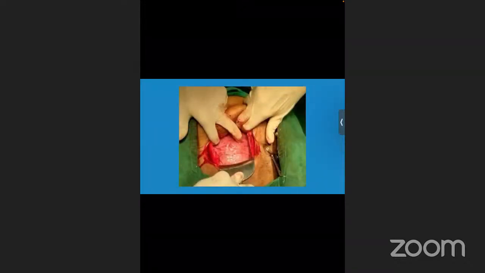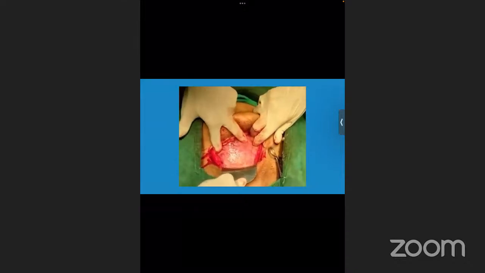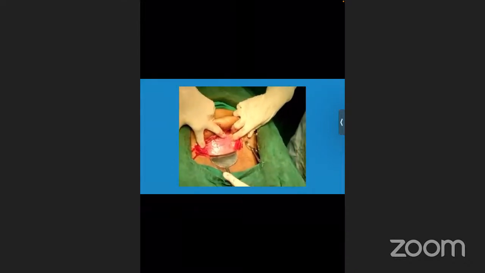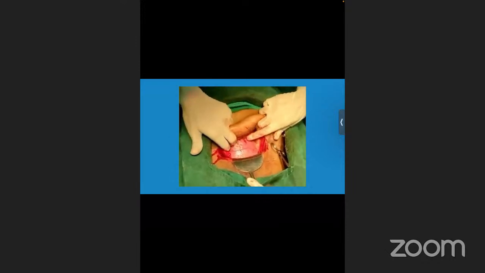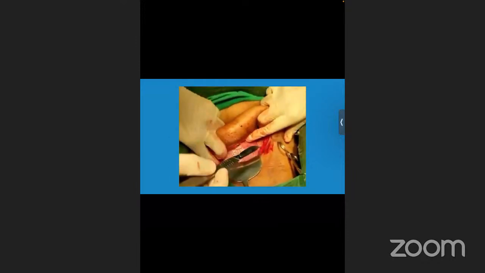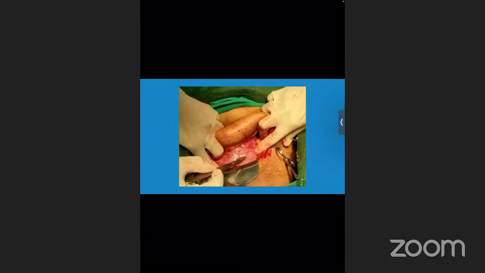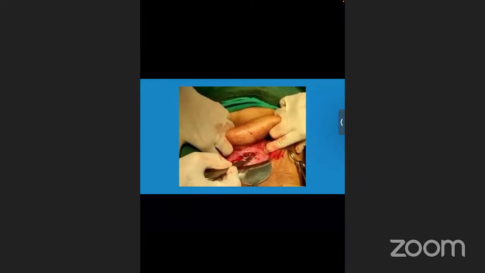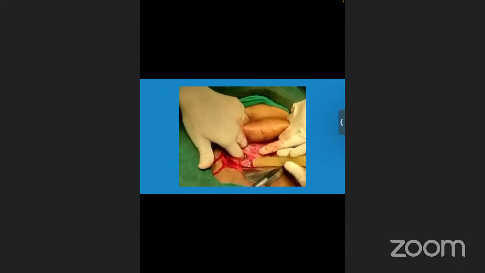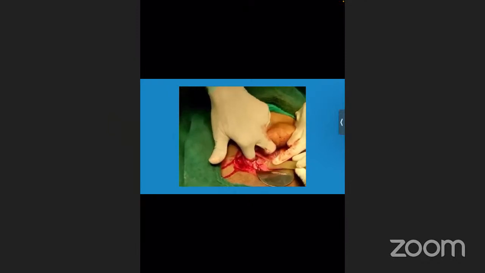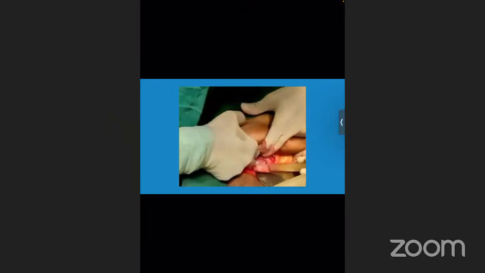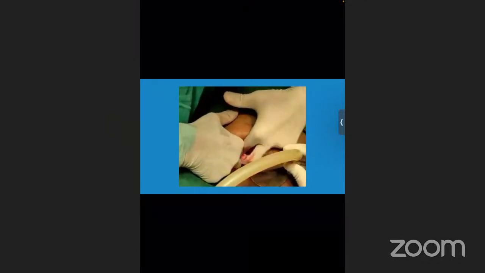This is making an inverted T. Again, this is the case of previous C-section. Bladder is adherent, so I'm not going to separate the bladder. I'm taking the incision, making a small one. Previous one is long, then doing small nicks till the membrane. I'm not in a hurry. Liquor is meconium stained, so you can see. Making a smiley incision.